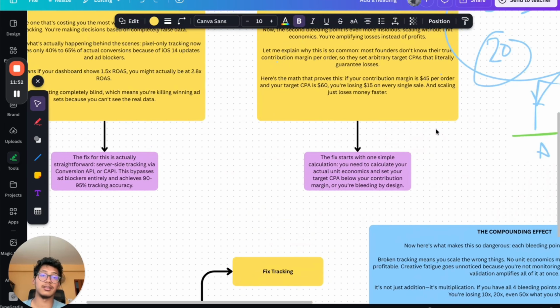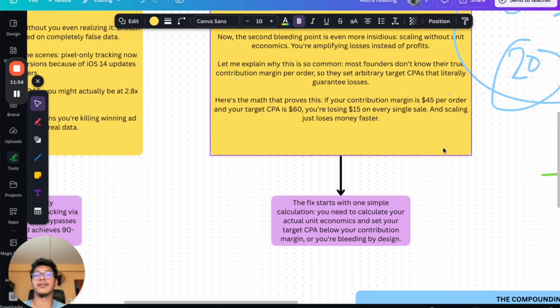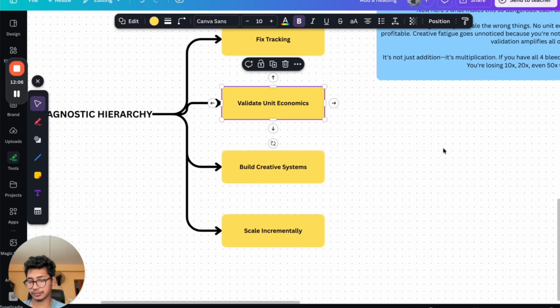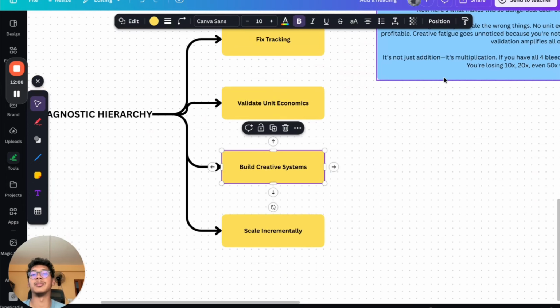If you're losing $15 on every sale, well, that doesn't make sense for you to scale money on Meta ads, because you're basically losing money every time, and it just compounds over and over again, right? And then we'll move on to building creative systems.